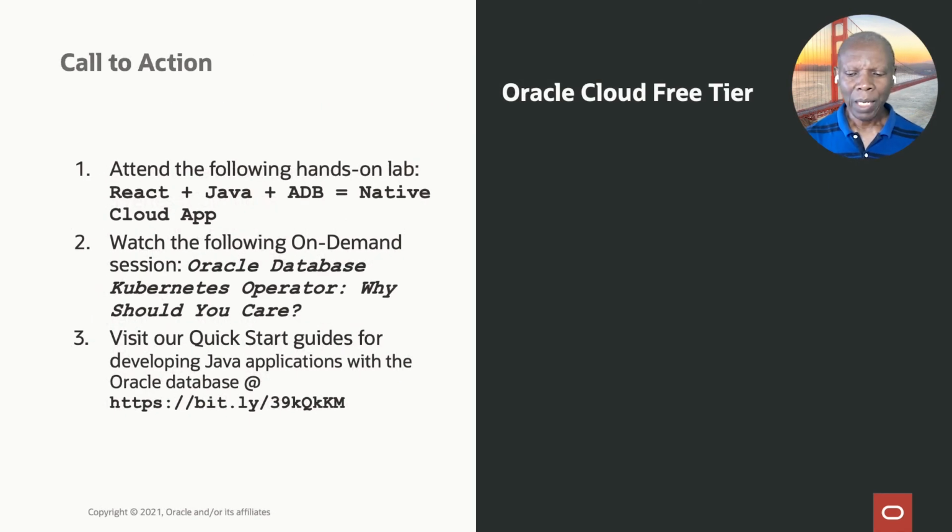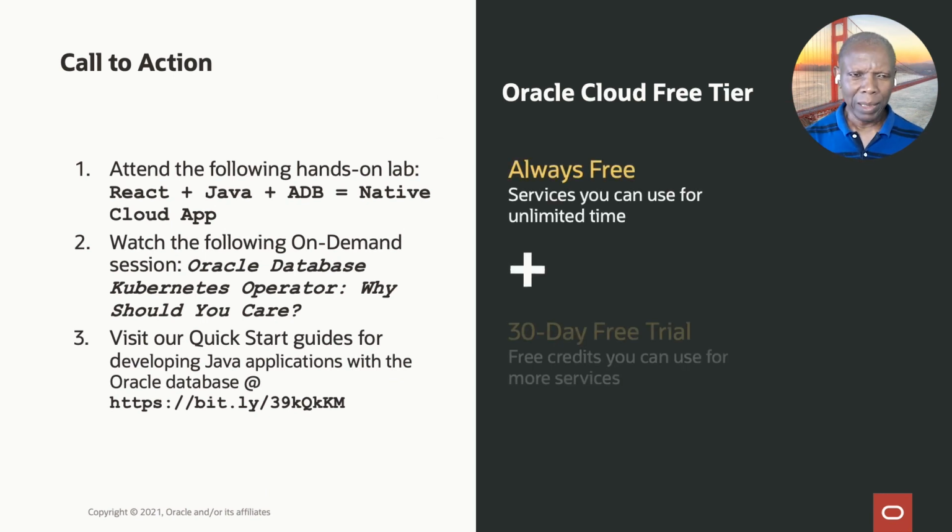Call to action. You might want to attend the live hands-on lab, React plus Java plus Autonomous Database equals native cloud application. I will be your host on that workshop. And then you want to watch the on-demand session, Oracle Database Kubernetes operator, why should you care? And then visit our quick start guide to develop Java applications with the Oracle Autonomous Database. You want to get a cloud free tier account with 30 days credit to do whatever you want.